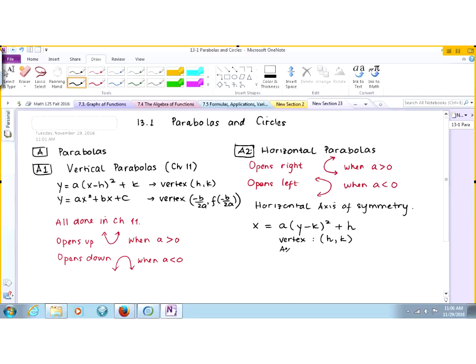Now, what about the axis of symmetry? It's horizontal, remember? So the equation of axis of symmetry will be y is equal to k. And we will draw it later. Now, what is the second form? So this is your first form. The second form will be x is equal to ay squared plus by plus c.